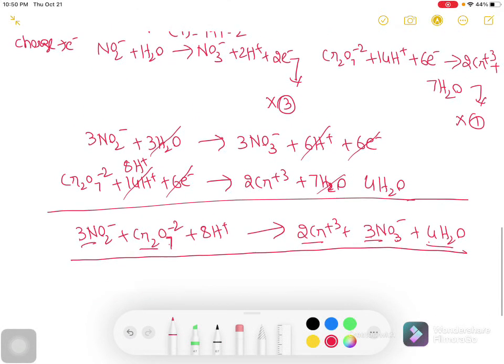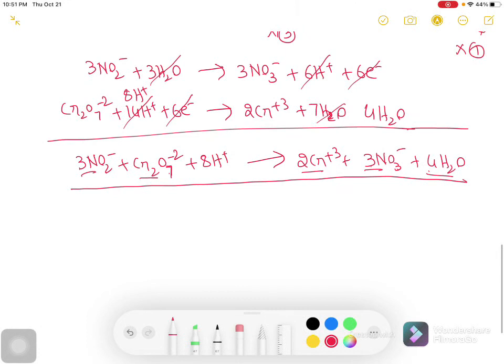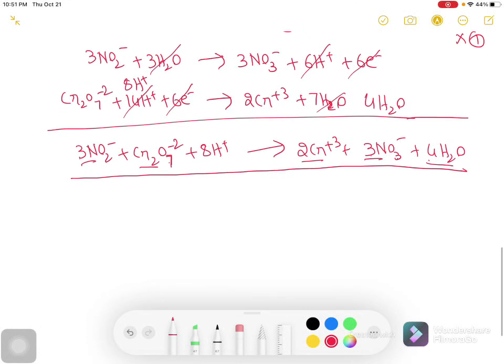In my next video I will explain basic medium. Here I explained 2 equations related to only acidic medium. Try to solve this: MnO4 minus plus SO3 minus 2 gives rise to Mn plus 2 plus SO4 minus 2. Try to solve this equation in acidic medium.